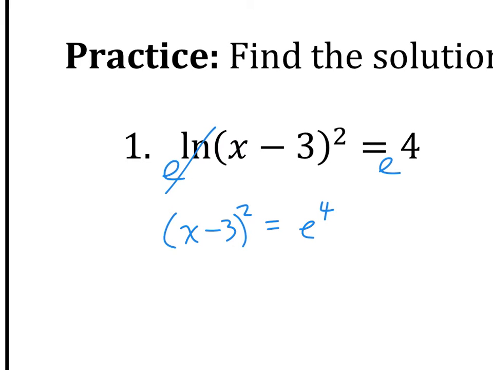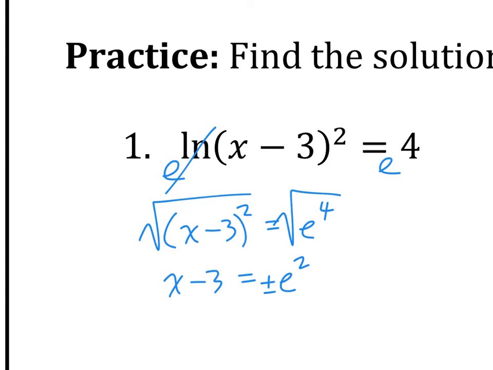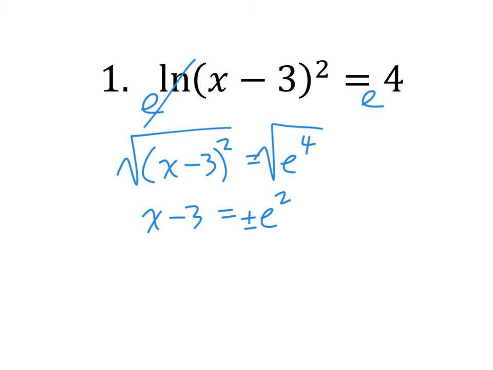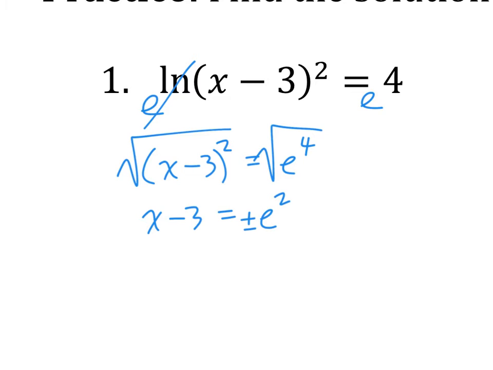What do I do now? Okay, square root. x minus 3 equals what? No. Plus or minus e squared. Yes, plus minus. Every time you square root, there is plus minus. It might not actually be your answer, but you gotta include it so you can check. Plus minus because it's squared. Eventually we have to check.